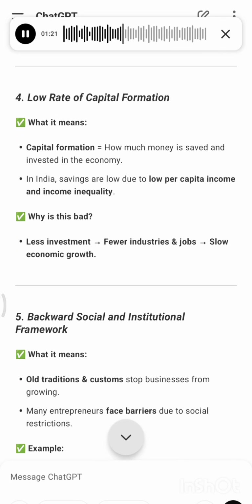4. Low rate of capital formation. What it means, capital formation is how much money is saved and invested in the economy. In India, savings are low due to low per capita income and income inequality. Why is this bad? Less investment, fewer industries and jobs, slow economic growth.